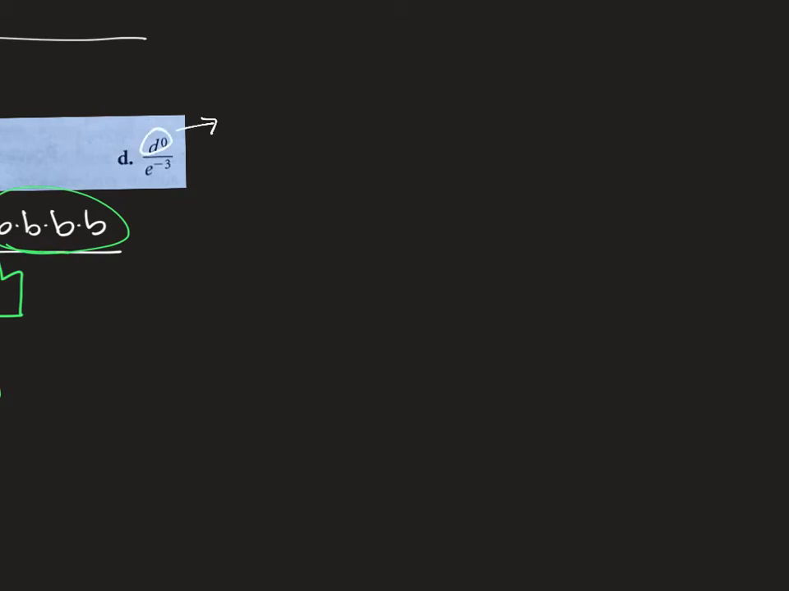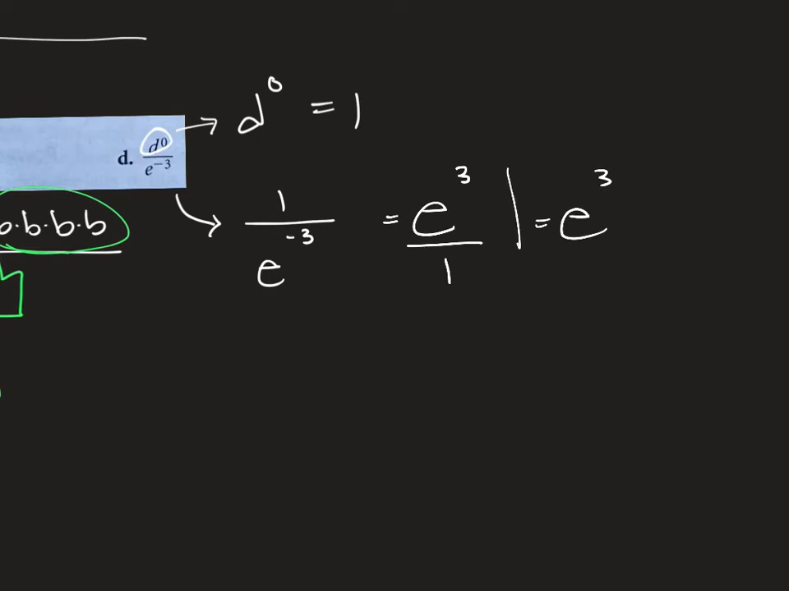Okie doke. For part D. This bit up here, we learned in class that anything to the 0 is equal to 1. So the numerator really right now is just 1. So if you want to, you can go ahead and write it right away as 1 over e to the negative 3. And then because it is a negative, this is no longer going to be in the denominator. It's going to move to the numerator. So this is going to be like e cubed over 1, which is the same as e to the third power. Let me know if you have questions on those.